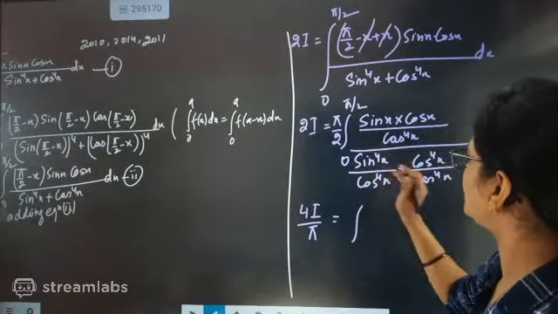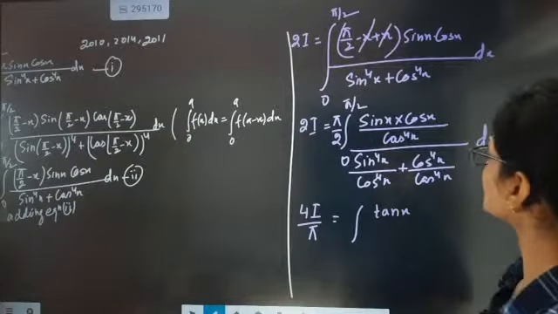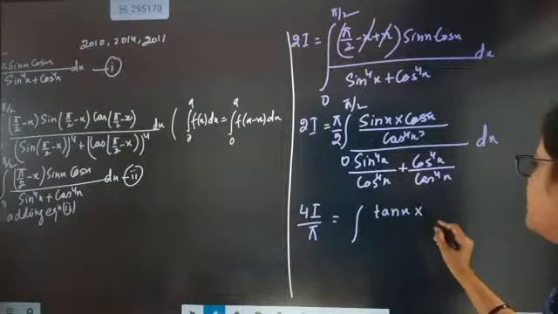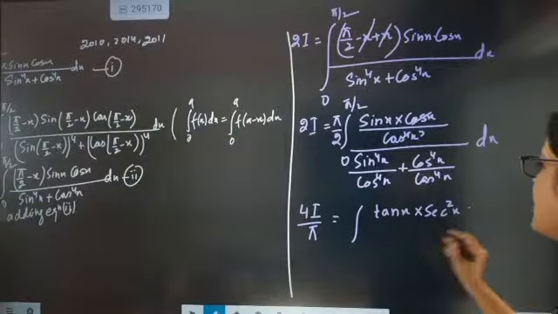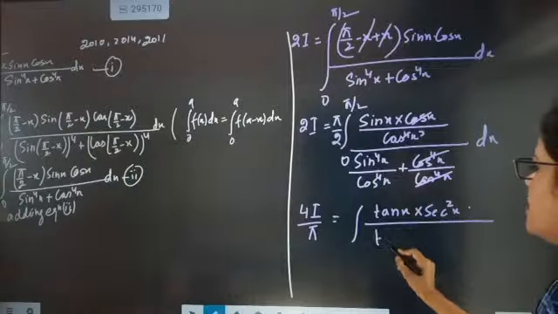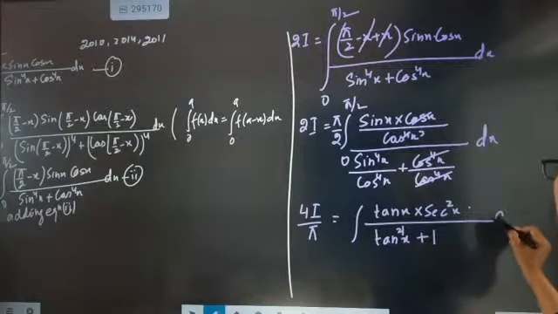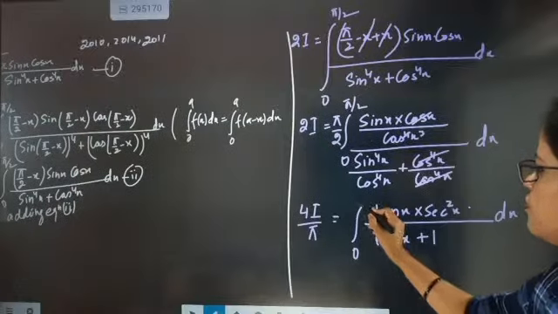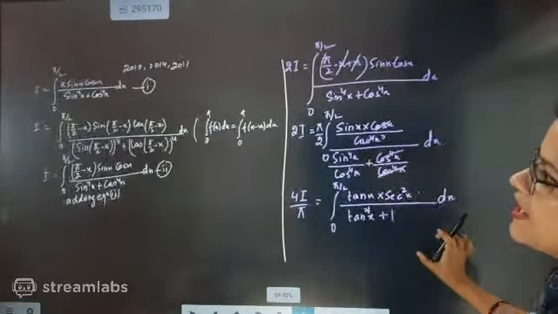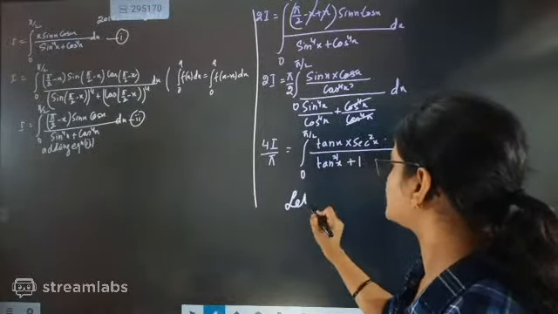So now we are independent to take a decision. Here it is coming as tan x, and after cancelling, cube will be there. So tan x into secant square x is coming, and the denominator part is tan to the power 4x plus 1 dx, from 0 to pi by 2. So here what we are going to do is take tan square x equal to t.